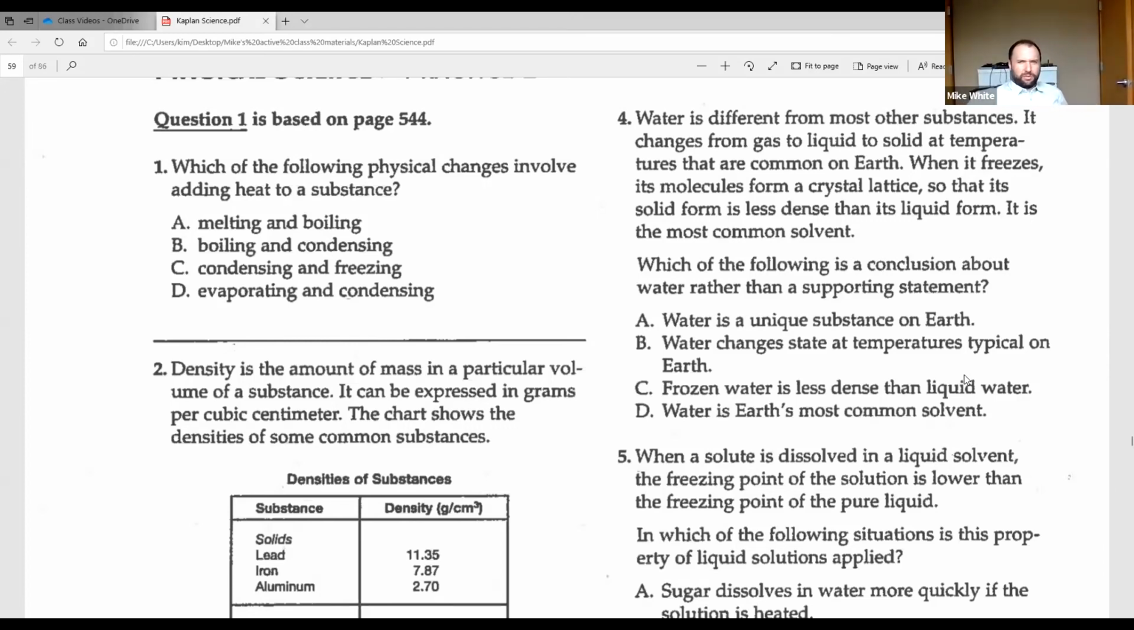So, question 1, which of the following physical changes involve adding heat to a substance? A, melting and boiling. B, boiling and condensing. C, condensing and freezing. Or D, evaporating and condensing. Only 2 of those things are adding heat energy in this direction. And the answer is A, melting and boiling, right? Melting is going from solid to liquid. Boiling is going from liquid to gas.